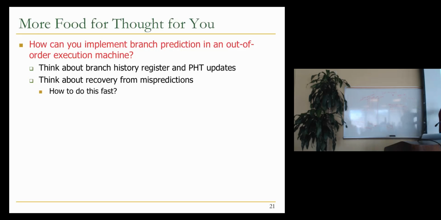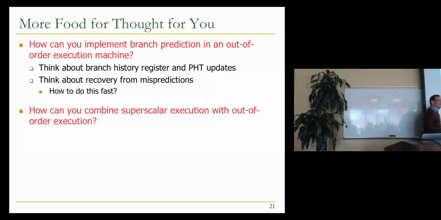And most machines today use checkpointing. Right? They do use reorder buffer, but they also do use checkpointing. Remember checkpointing? Okay, good. What they checkpoint is they create a checkpoint of the register alias table when they fetch a branch, when they decode a branch.